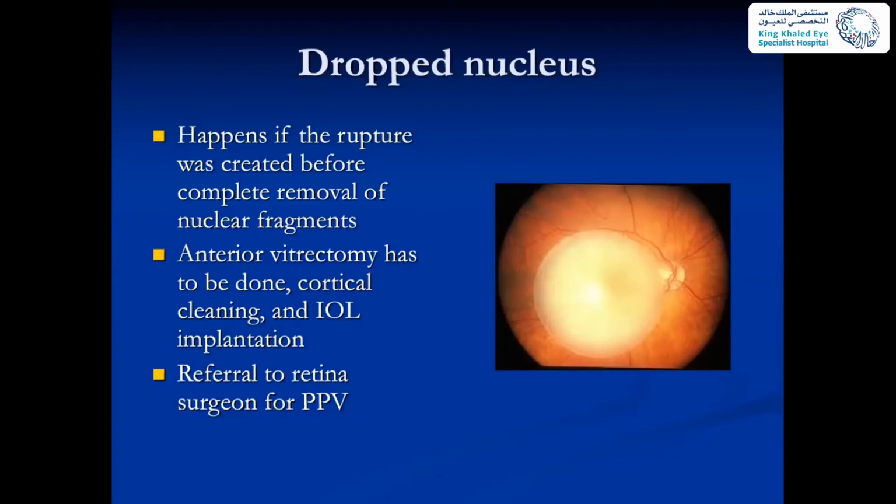to a retina surgeon for pars plana vitrectomy for removal of this retained nucleus fragment.